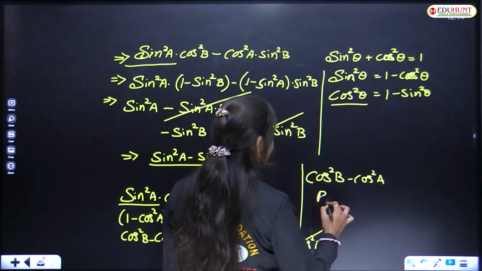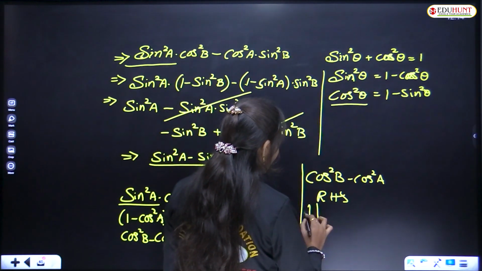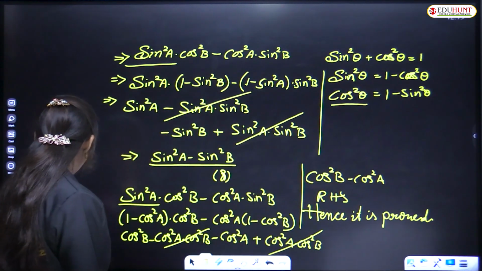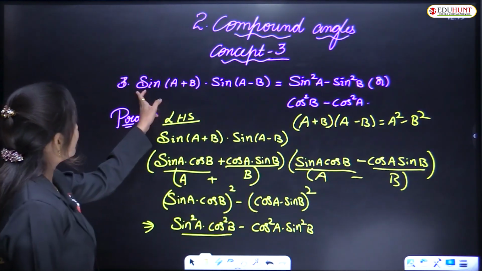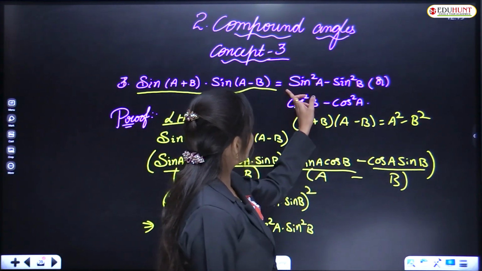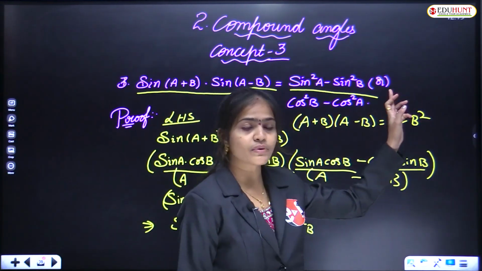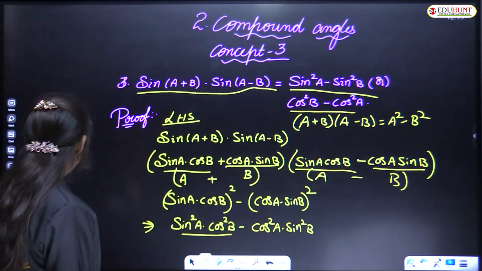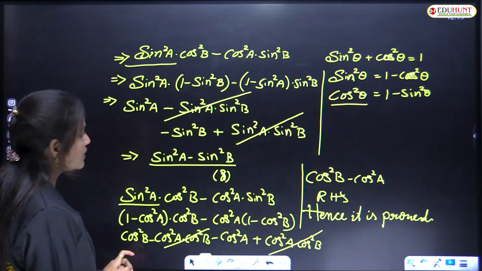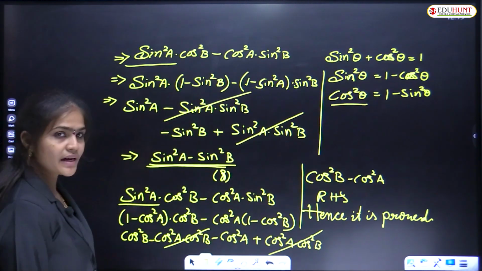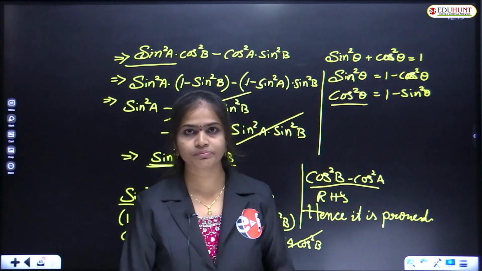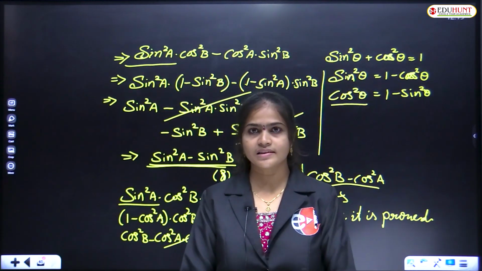So, here again we got that RHS. Hence it is proved. So, the same formulas we got to see here: sine of a plus b into sine of a minus b is equal to sine square a minus sine square b, or cos square b minus cos square a. See this one. Here we got sine square a minus sine square b, and here cos square b minus cos square a. So, this is the last theorem.